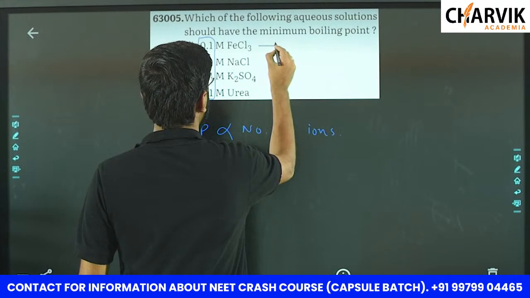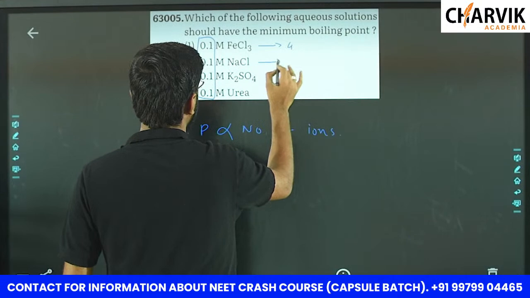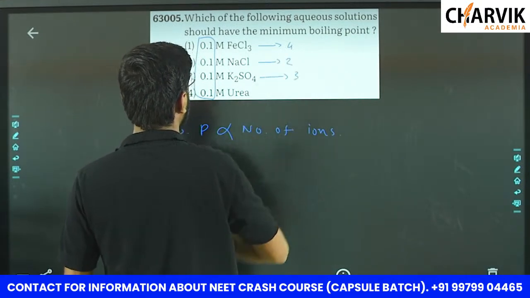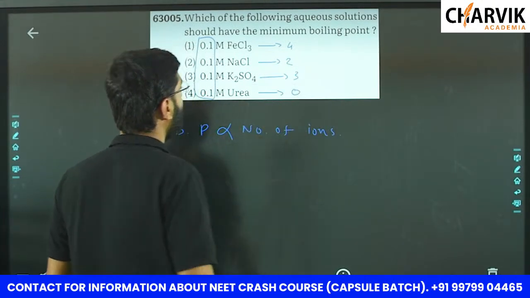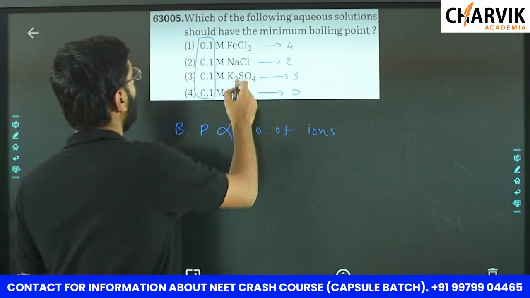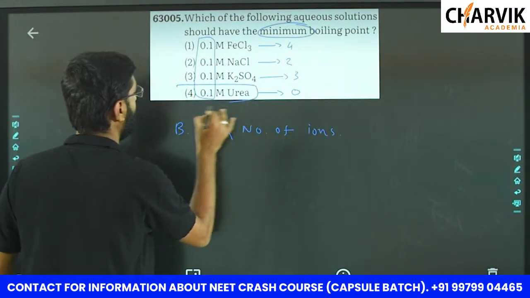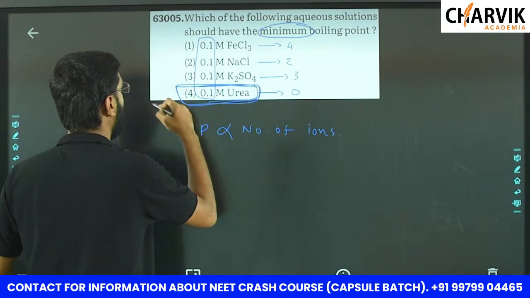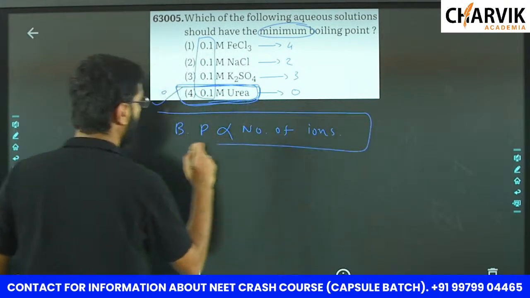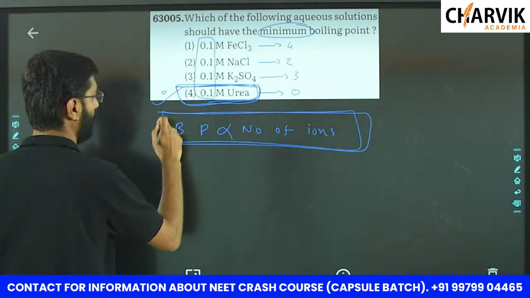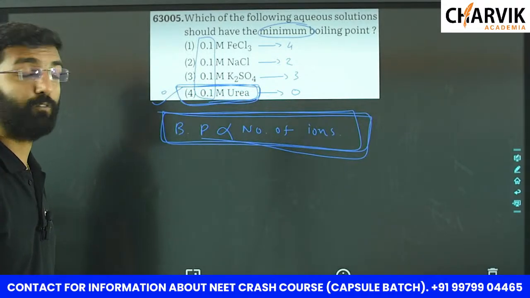Now, FeCl3 dissociates into 4 ions, the next dissociates into 2 ions, and H2SO4 is dissociated into 2 ions. But urea is completely covalent, it dissociates into 0 ions, so according to your question of minimum boiling point, your correct option is 0.1 molar urea, right? This relation you must know. Boiling point is directly proportional to number of ions.